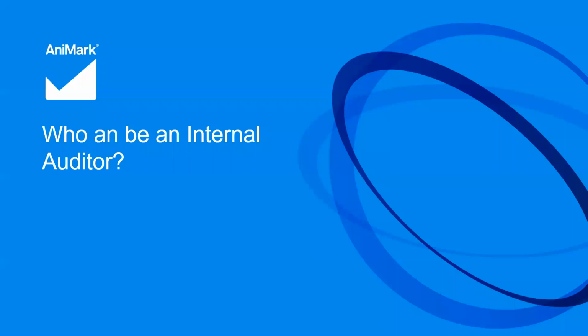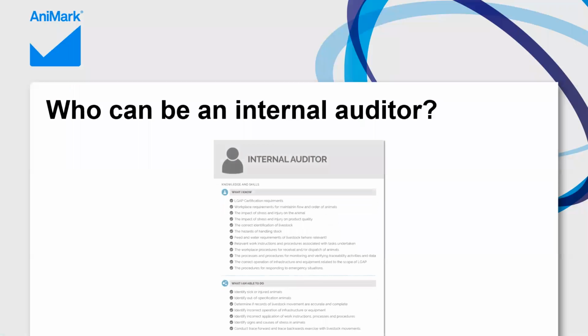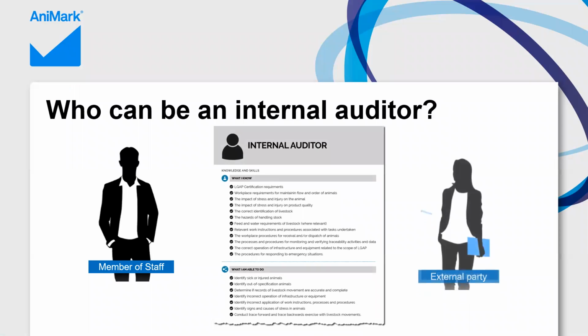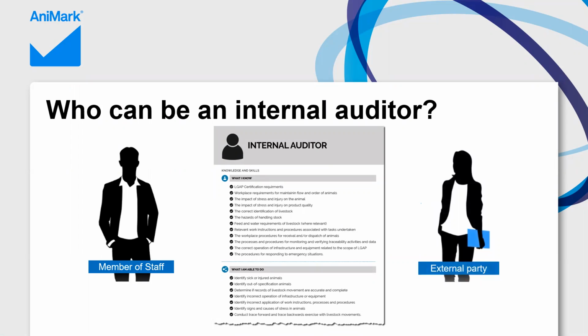Next, let's look at the requirements around internal auditors and who can be an internal auditor under LGAP. Internal auditors are the people or persons who undertake internal audits. They are appointed by LGAP operators or facilities and can be either a member of staff or an external party. For example, an internal auditor for a feedlot could be an exporter or an importer representative. Alternatively, an internal auditor may be an independent company contracted to undertake internal audits.